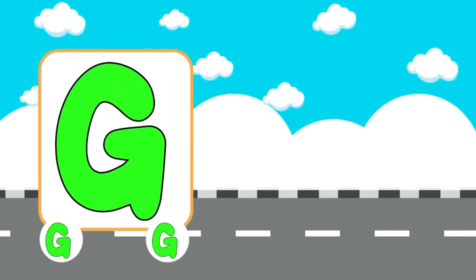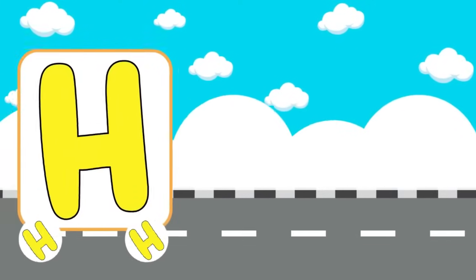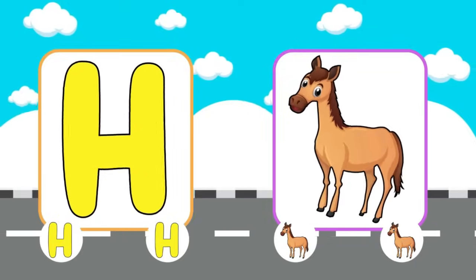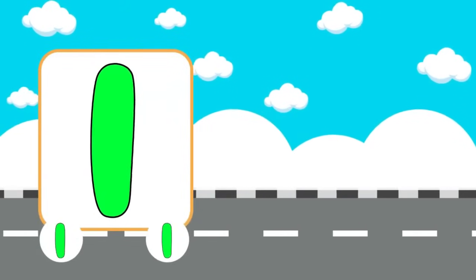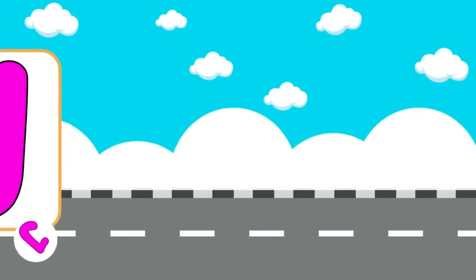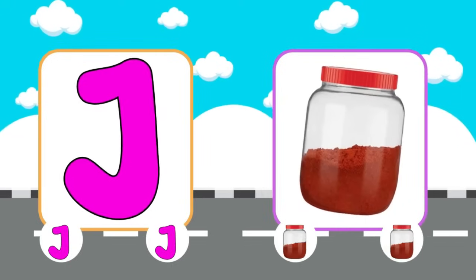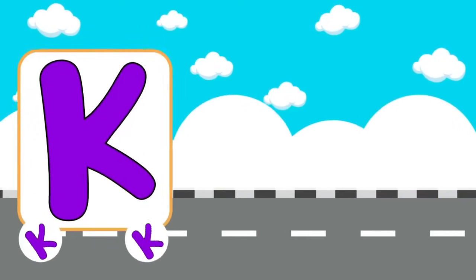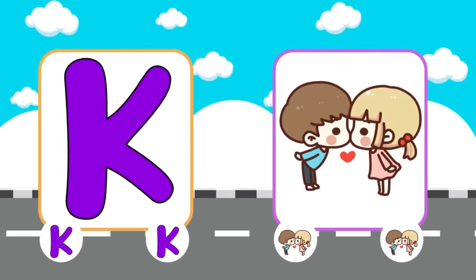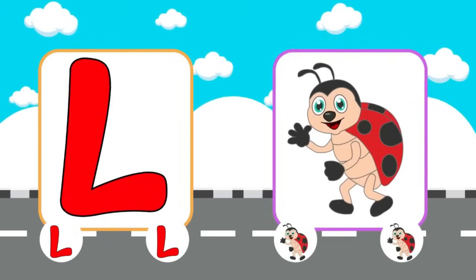G. G for girl. H. H for horse. I. I for ink. J. J for jar. K. K for kiss. L. L for ladybird.